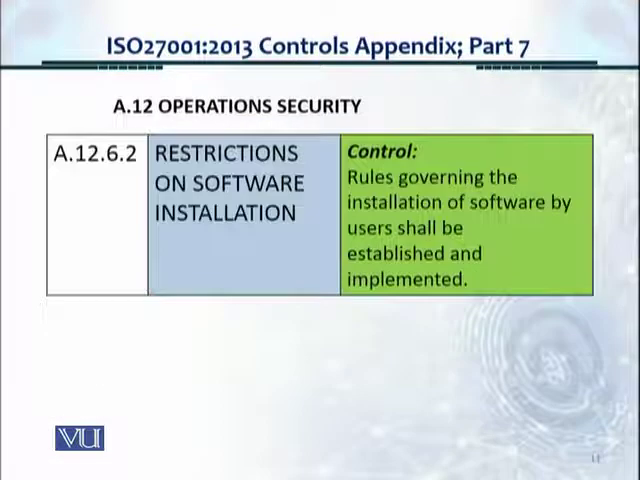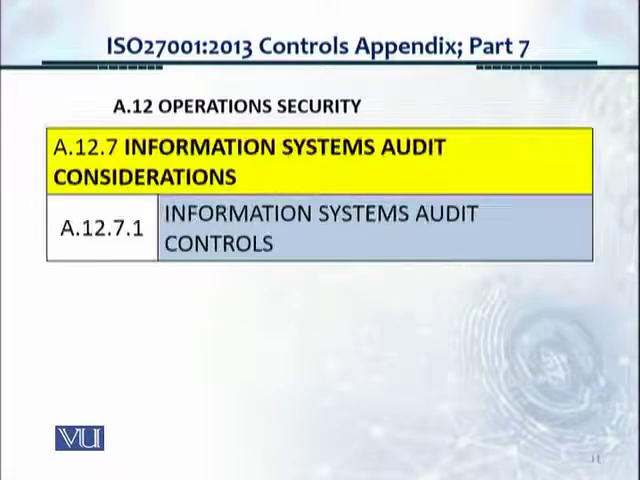Now, restrictions on software installation, rules governing the installation of software by users shall be established and implemented. So we had talked about restrictions of software installation on operational systems in one of the previous controls, and now we're talking about restrictions for users to deploy or install software, and that's also software whitelisting.